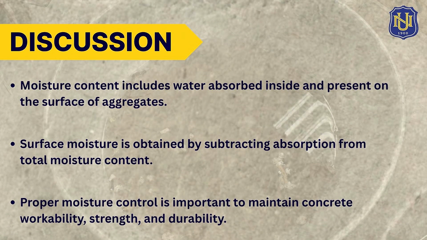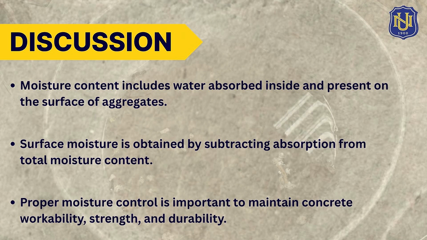Moisture content is one of the most important properties of aggregates used in concrete production. Total moisture content refers to the total amount of water present in the aggregate. This includes both the water absorbed inside the pores of the material and the water found on the surface of the particles. On the other hand, surface moisture content refers only to the water present on the surface of the aggregate particles. It is obtained by subtracting the absorption value from the total moisture content.